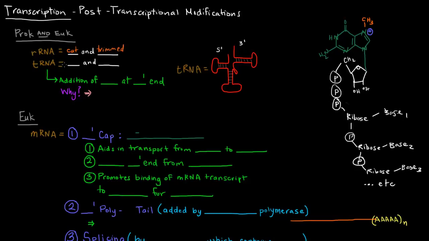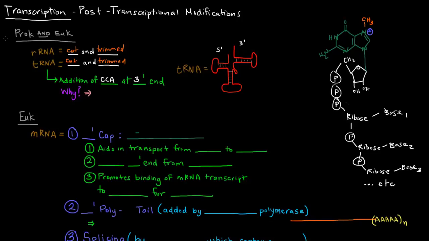Essentially, the initial transcripts are a little bit too big, and so in certain regions they're cut around and trimmed to be a little bit shorter. No details really are associated with that, at least I'm not going to talk about them. The tRNAs have a further modification. There is an addition of a CCA at the 3' end. So you add 2 cytosines and an adenine at the 3' end.